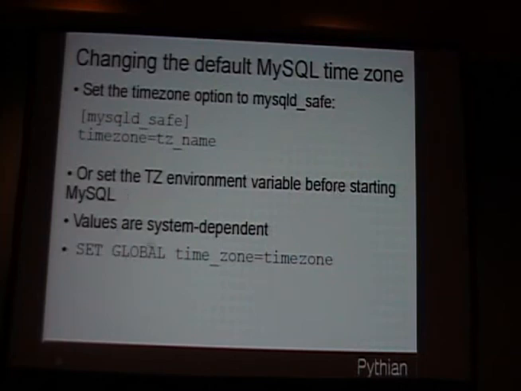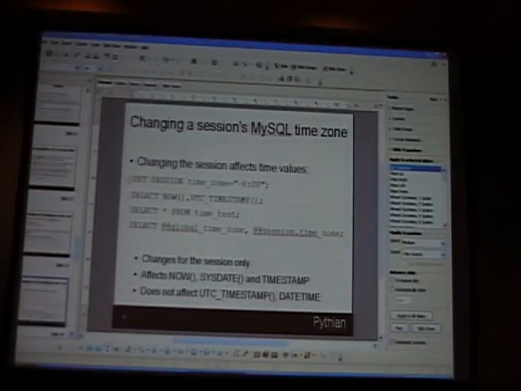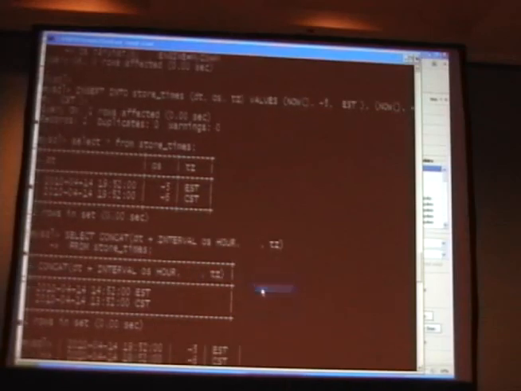Or you can SET GLOBAL time_zone = a time zone value; what values you can put in there are system dependent. You can change a session's MySQL time zone. So SET SESSION time_zone = '-8'. That's an offset. Names again, we'll talk about a little bit later. So you can SELECT NOW(), UTC_TIMESTAMP. So that's my cue to show you that. Paste.